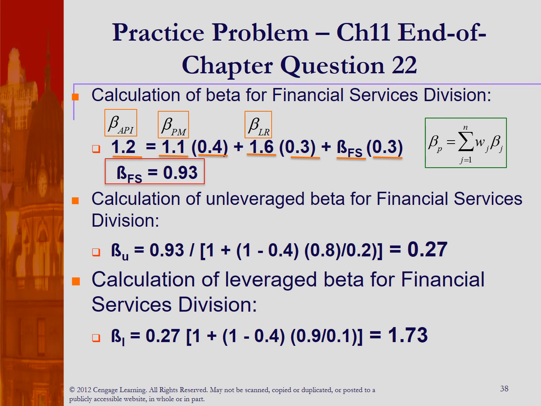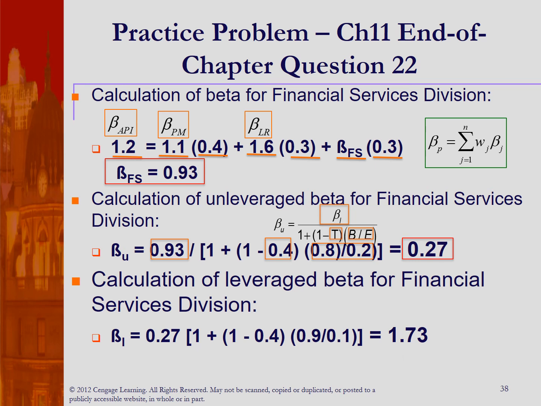We first have to calculate the unleveraged beta of the Financial Services Division using the formula presented here. We have the leveraged beta of the Financial Services Division equal to 0.93, tax rate equal to 40%, and debt to equity ratio equal to 80% over 20%. After calculation, we obtain the unleveraged beta equal to 0.27.